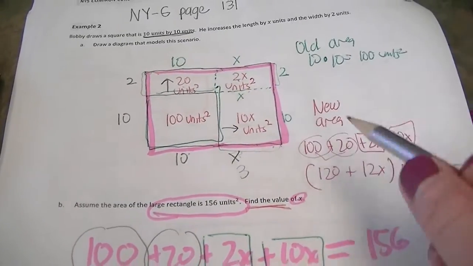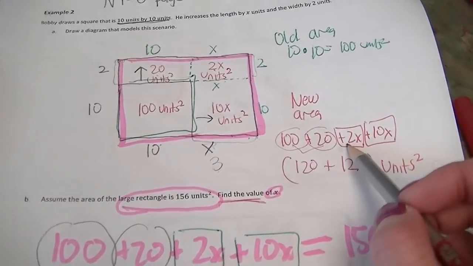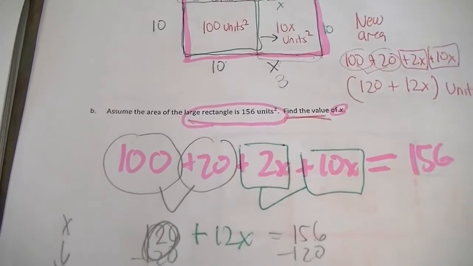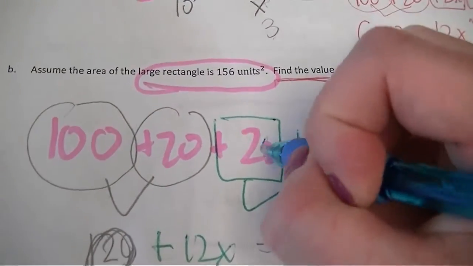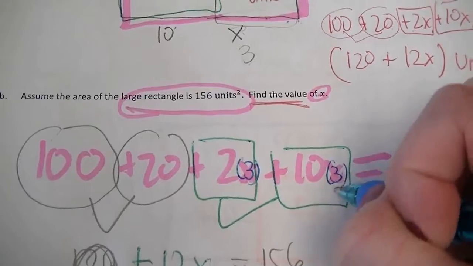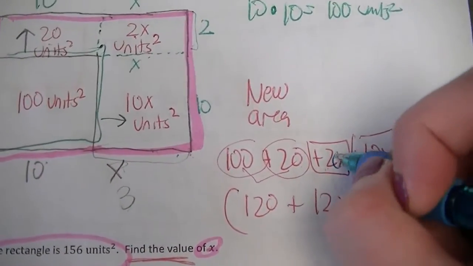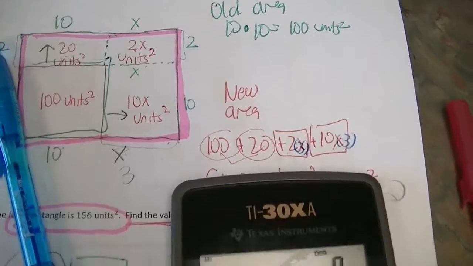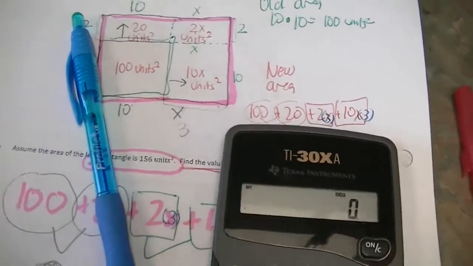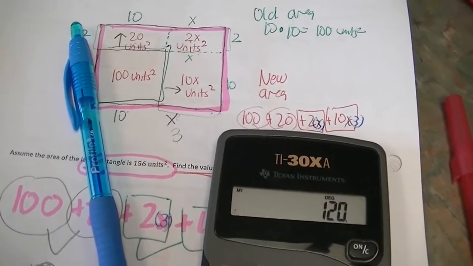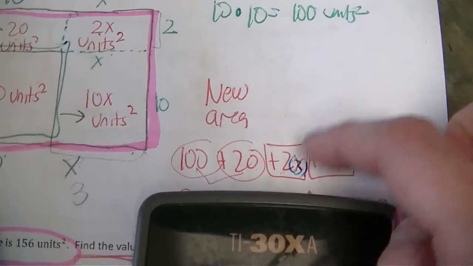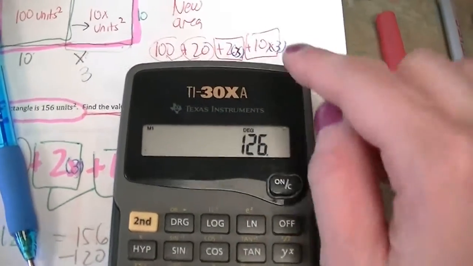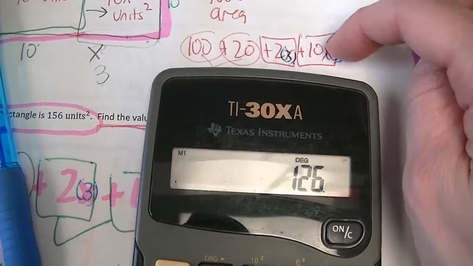And that, when I substitute that 3 in for the value of x, I would get 156. So let me go ahead and just show you that, okay? So I gotta put a 3 right here. There's another, put a 3 right there. Even up here, put a 3 right there and put a 3 right there, okay? So 100 plus 20 is 120. Plus, what's 2 times 3? Well, that's 6. Plus, what's 10 times 3? That's 30.